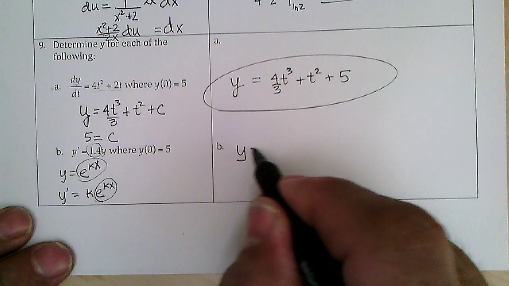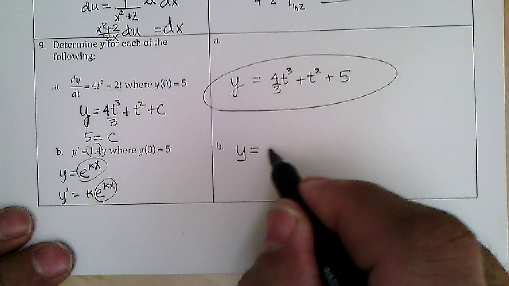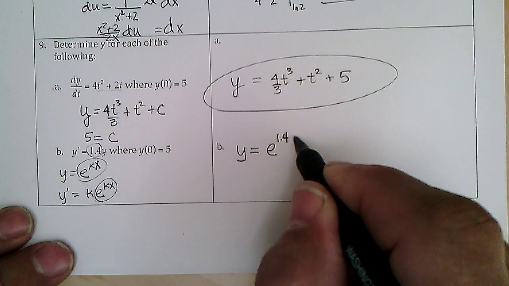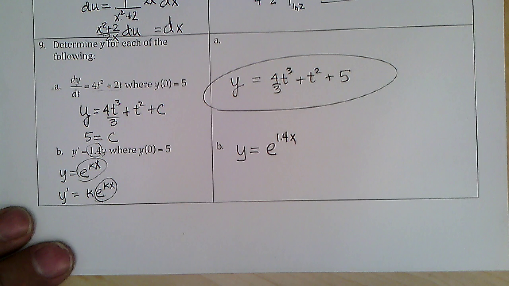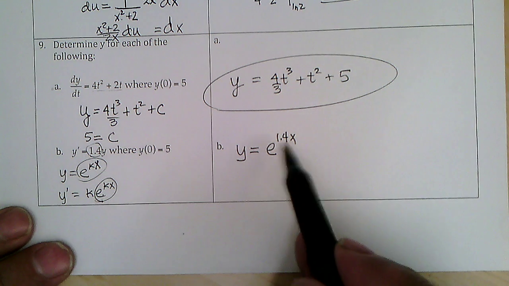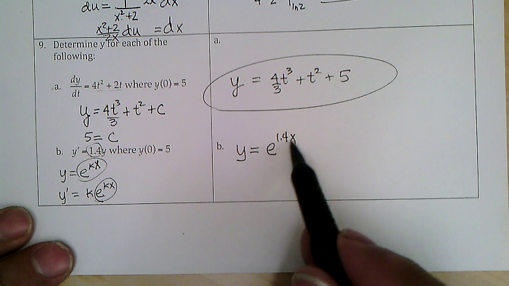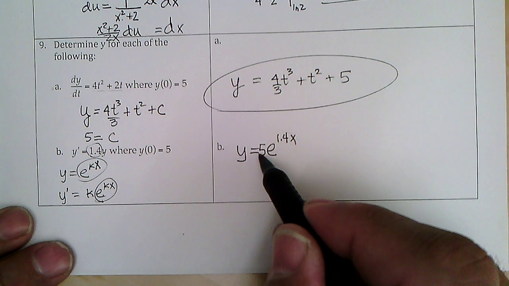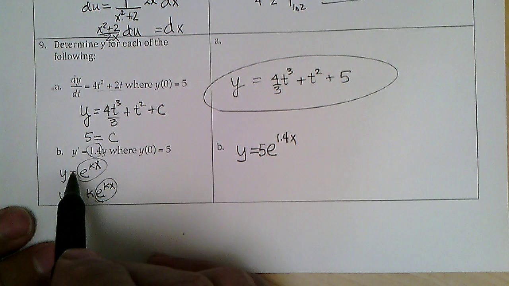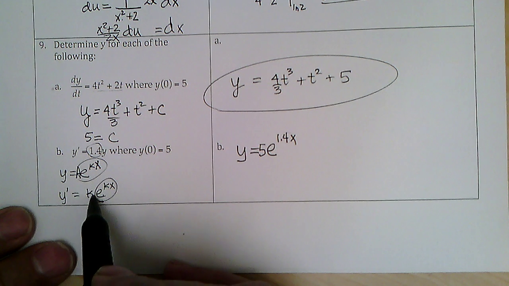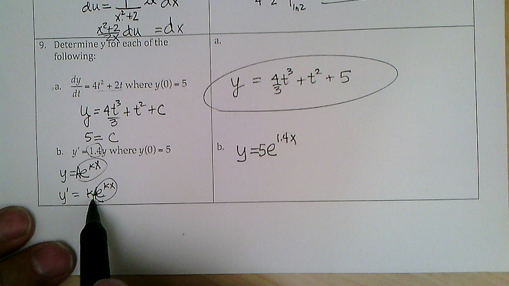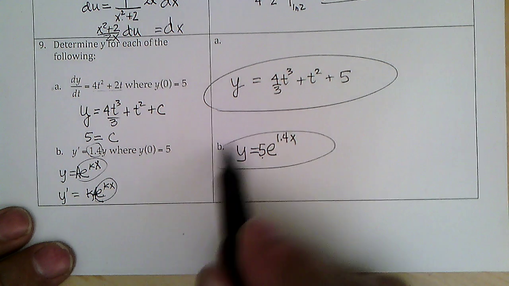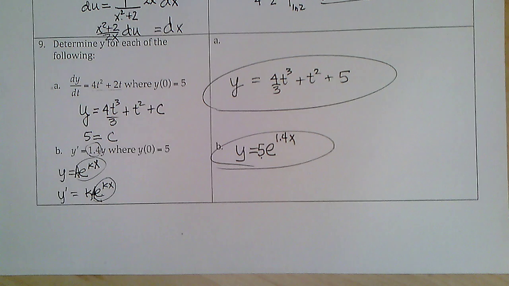So y has to be e to the 1.4x. And if we put in 0, e to the 0 is 1, but we're supposed to have 5, so there must be a 5 that's times this. And there can be a number a here times this, and it would still have an a in here. And so that's the number we got there. And so this is the function. Okay?